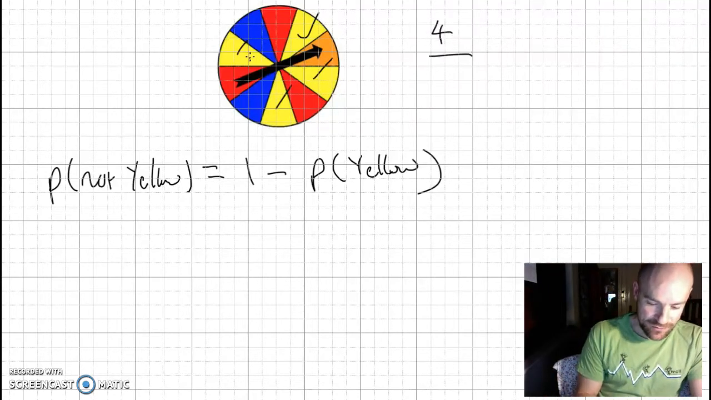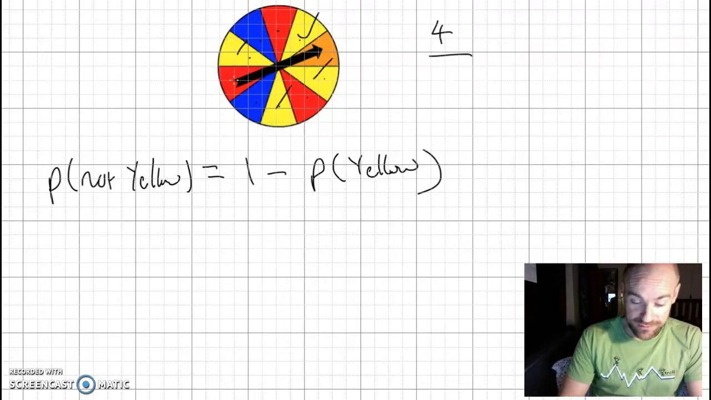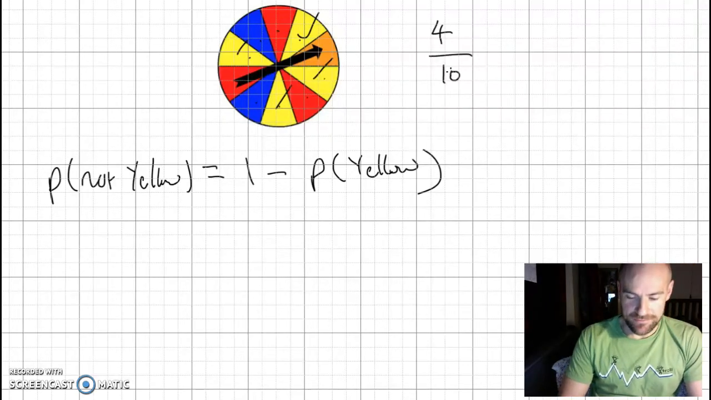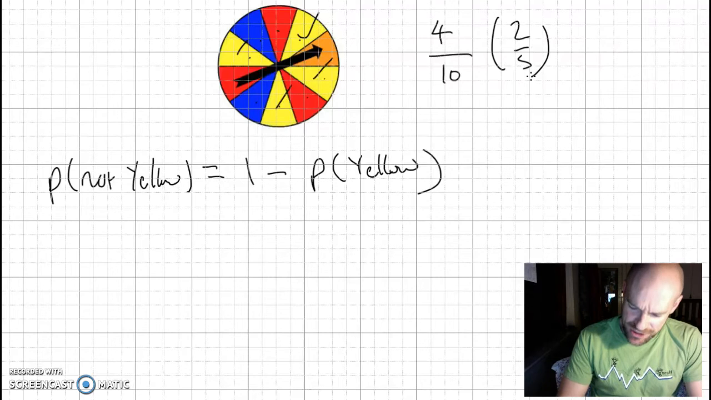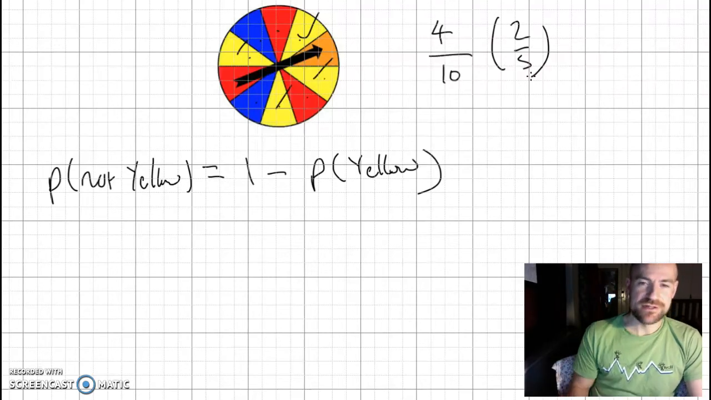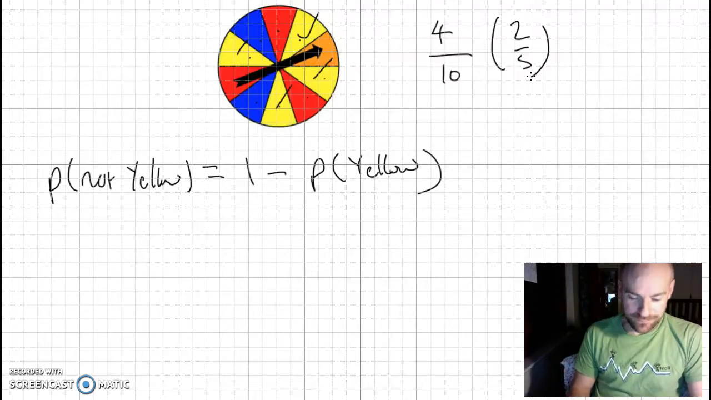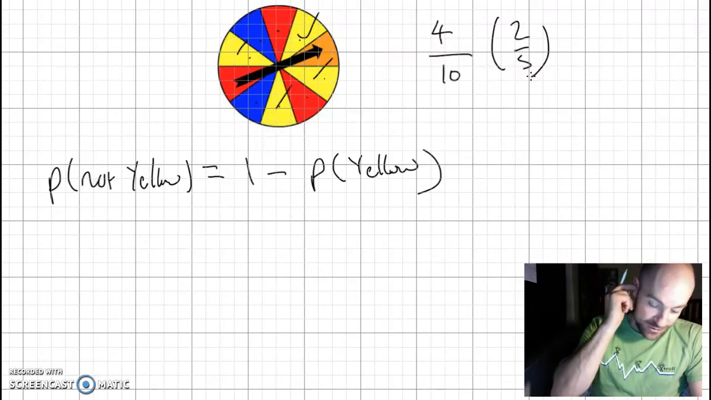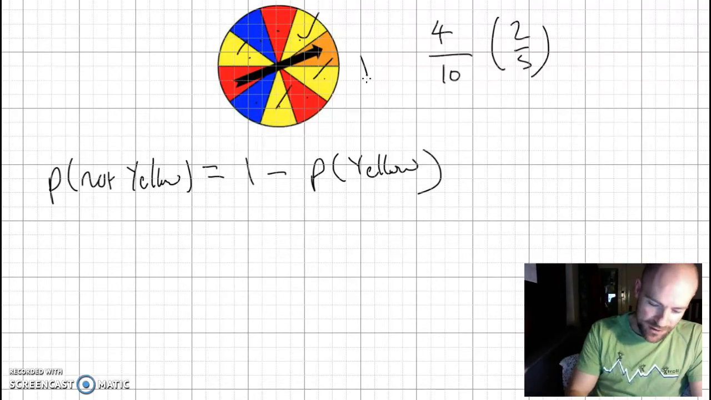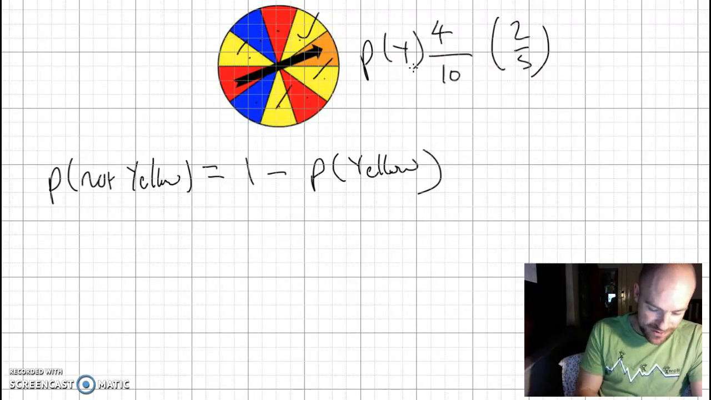Out of 1, 2, 3, 4, 5, 6, 7, 8, 9, 10. It's 10. So 10 options on the spinner. So 4/10, or 2/5. But let's keep it at 4/10 for now. So that's the probability of choosing yellow. It's 4/10. So we can put this into our equation.